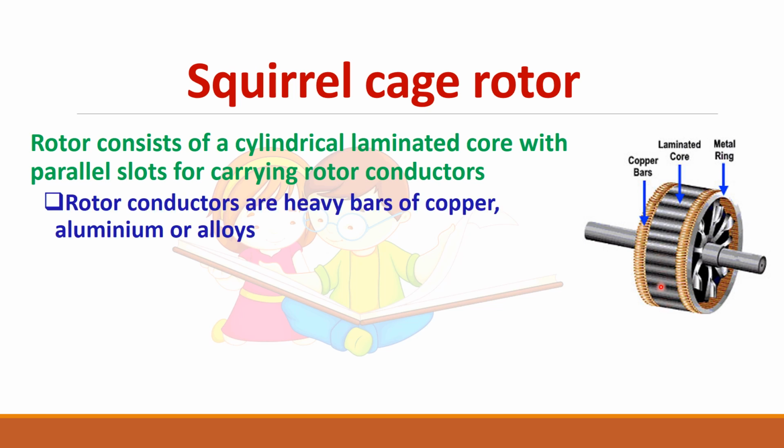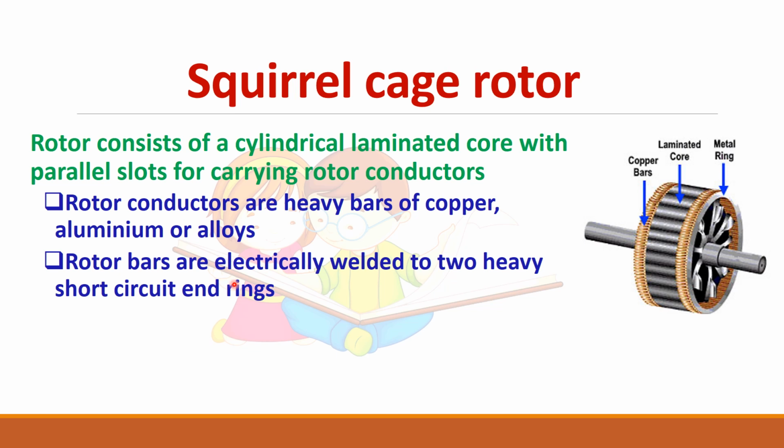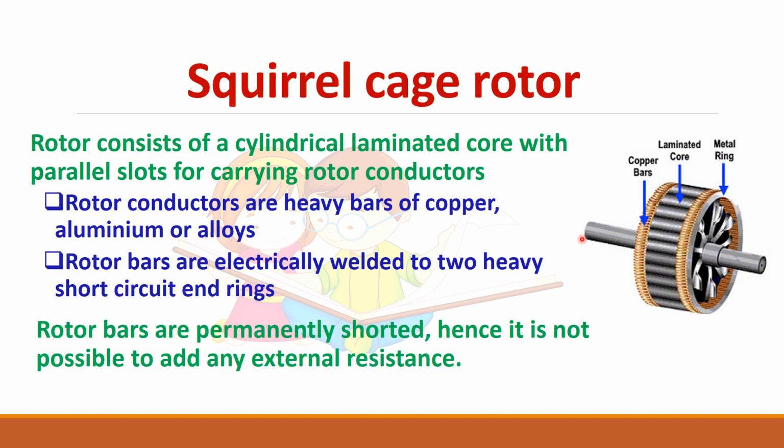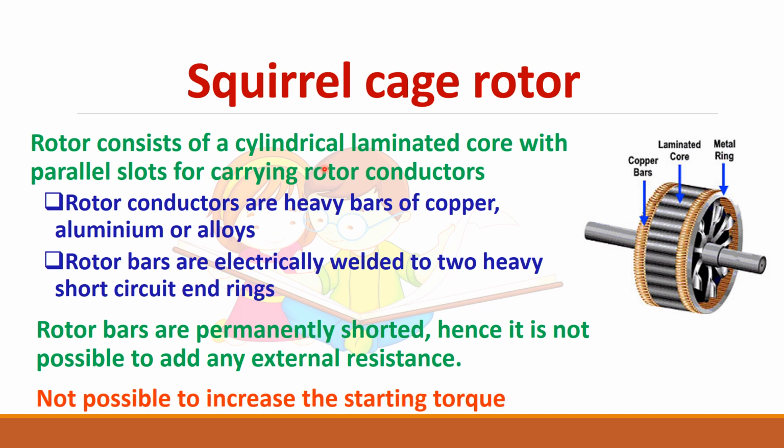Here we don't have any winding, instead they are like heavy bars which are made up of copper, aluminium or alloy, and the ends of the bars are connected to two metal rings, or we can say they are shorted to the two end rings. Since they are permanently shorted, we cannot add any external resistance. If you are not able to add any external resistance, it means that we cannot change the starting torque of the squirrel cage rotor.